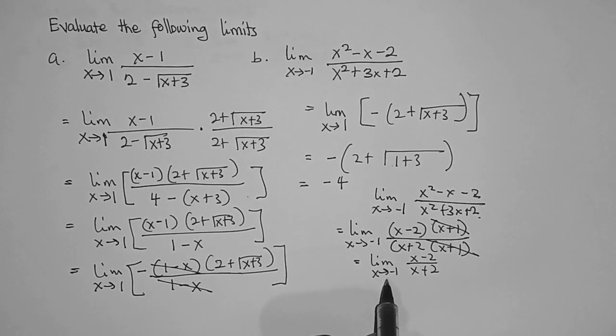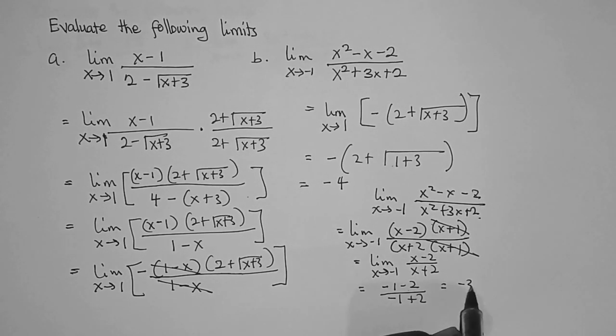So we can go ahead and insert the limit. If you insert the limit, it becomes minus 1 minus 2 divided by minus 1 plus 2. Minus 1 minus 2 is minus 3. Minus 1 plus 2 is 1. And this is equal to minus 3.